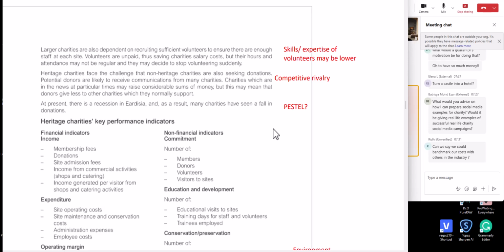We've got volunteers, but the good thing about volunteers is they're cheap, they're free, but they may not have expertise, they may not be reliable, they may be a slightly older generation who want to volunteer. So you've got to bear that in mind. Mentioned as well as heritage charities, we talked about competitive rivalry earlier. There are rivals from other charity organizations. So every charity is probably a competitor, not just your heritage charities.